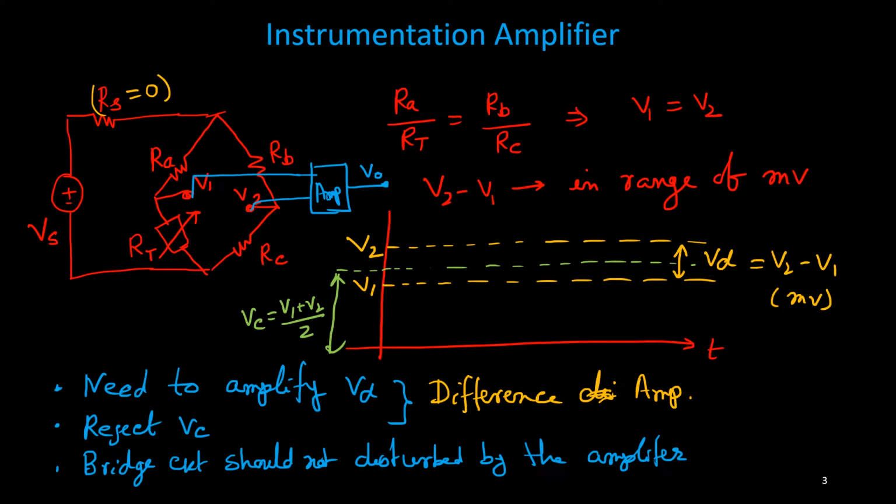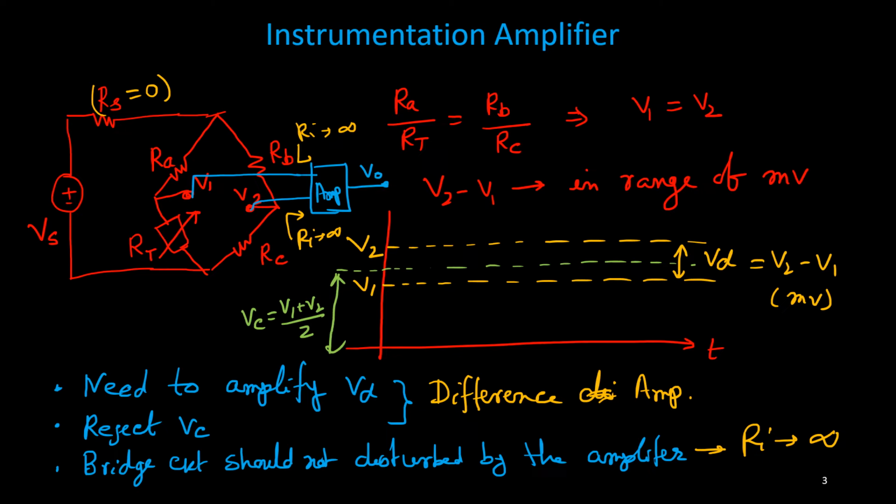Its meaning is that the amplifier should have infinite input impedance. Ri should be infinite. So here also this Ri should be infinite. If the input impedance of the amplifier is infinite, then the preceding circuit, the bridge circuit, is not disturbed. There is no loading effect on the preceding circuit. So here the requirement is that Ri should be infinity for this amplifier.